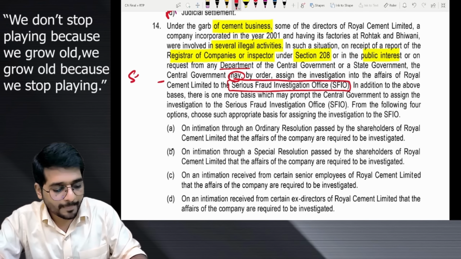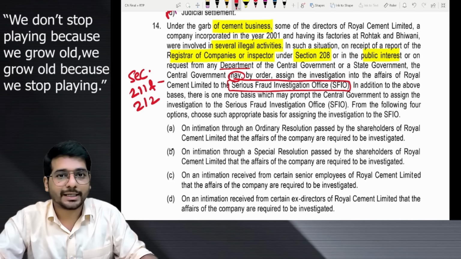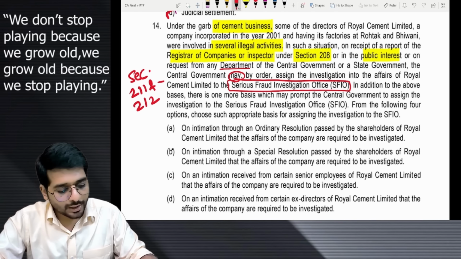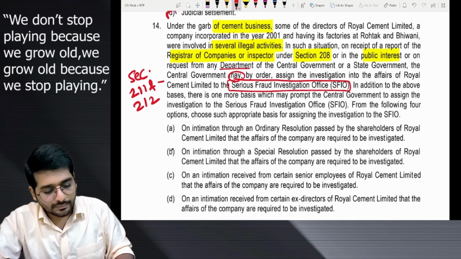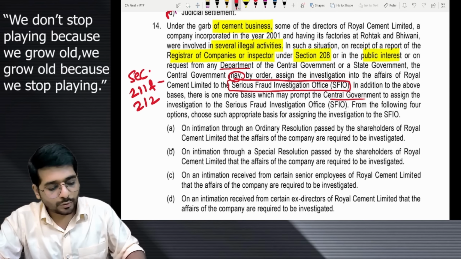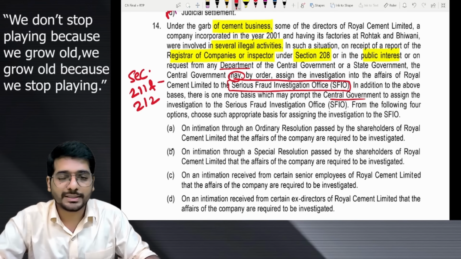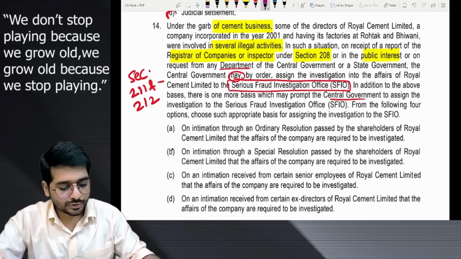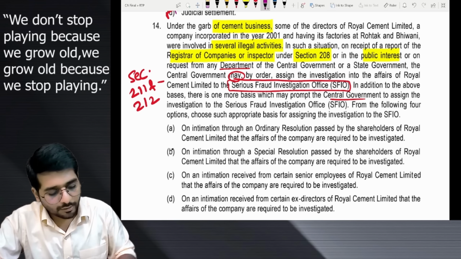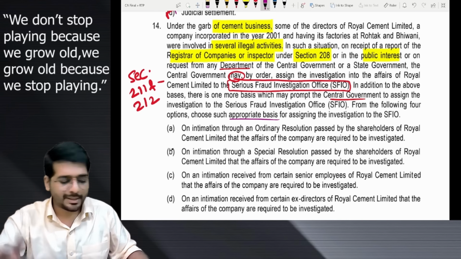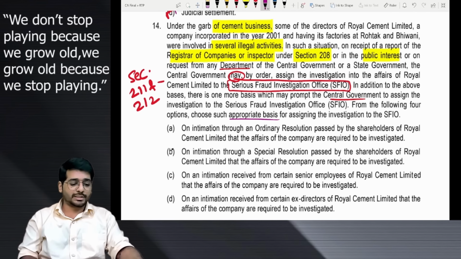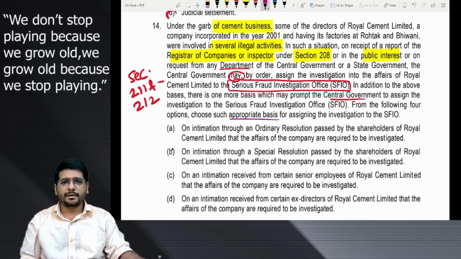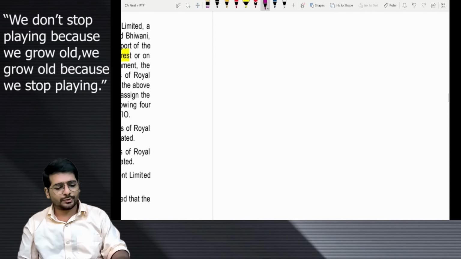SFIO, meaning section 211 and 212 of your Companies Act, SFIO portion. In addition to the above basis, there is one more basis which may prompt CG to assign investigation to SFIO. What is that? From the following 4 options, choose the appropriate basis. What can be the basis where an SFIO investigation will begin? Let's see what the reasons are for SFIO investigation to start.